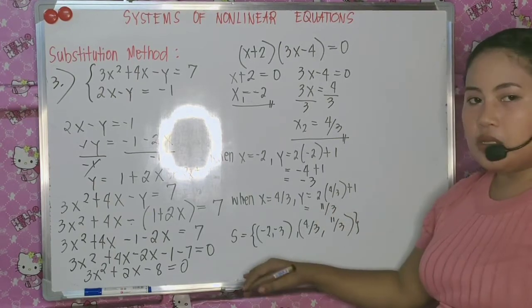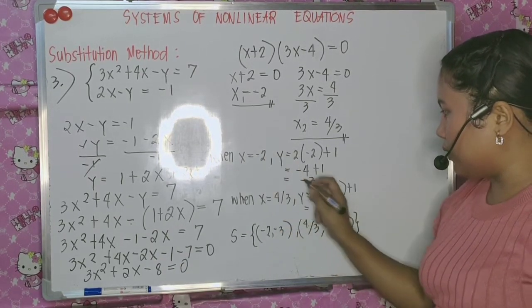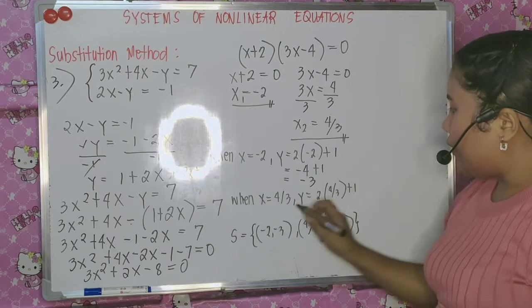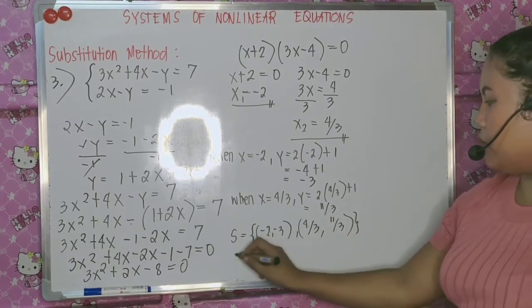So, our solution set is negative 2. So, ito siya, negative 2. Tapos yung result, negative 3. Then, 4/3. And then, 11/3. Okay? So, ito po yung solution set natin.